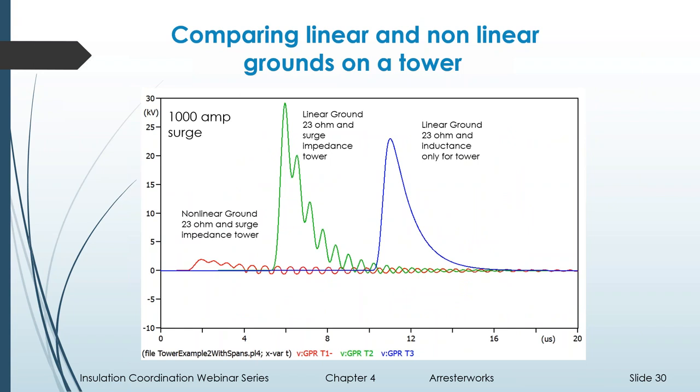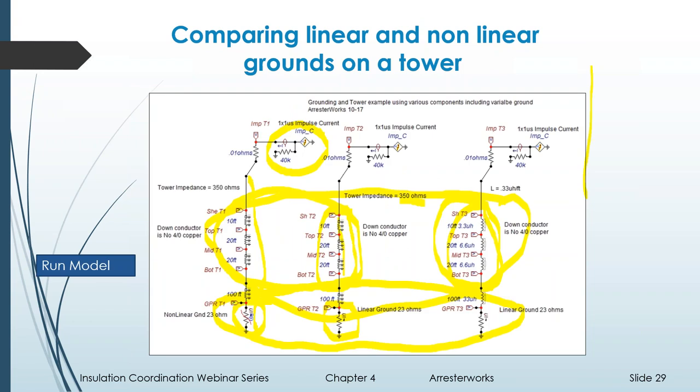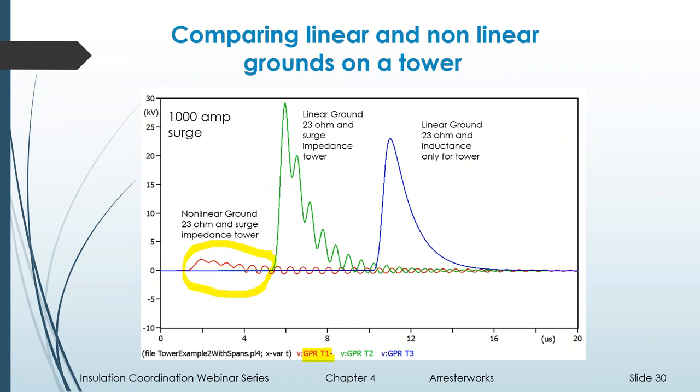And so for a nonlinear ground, this is the voltage, this is the ground potential rise. This is the voltage at the ground itself. Let's go back one. So I'm measuring the voltage right at this point, right here. You can see that for this 1,000 amp surge, we generate about 30 kV through a linear ground, whether it's a line impedance or an inductance. But through the nonlinear ground, we only generate some 5 kV ground potential rise. So by using a nonlinear ground, it reduces the effect of the ground potential rise on the whole study, which I believe really does make it more realistic.